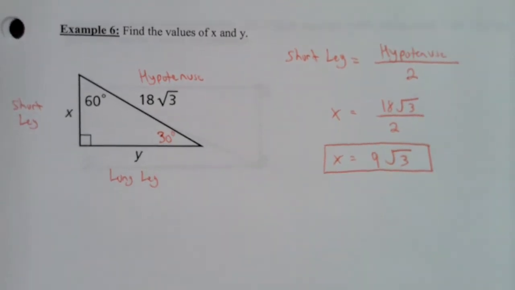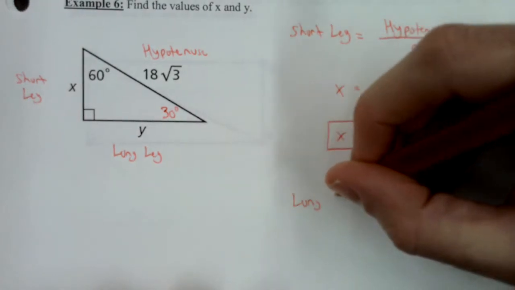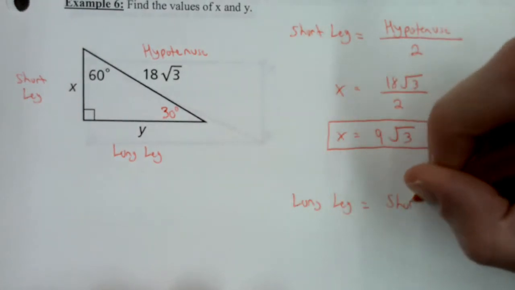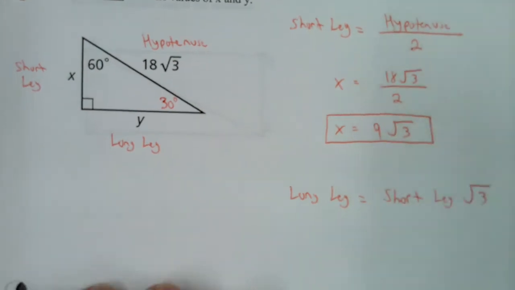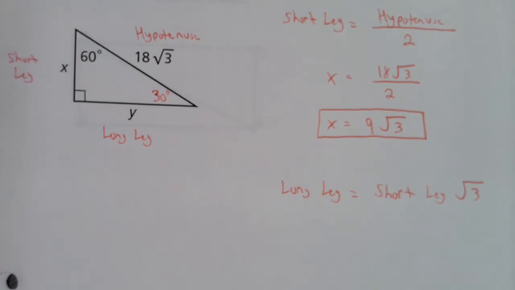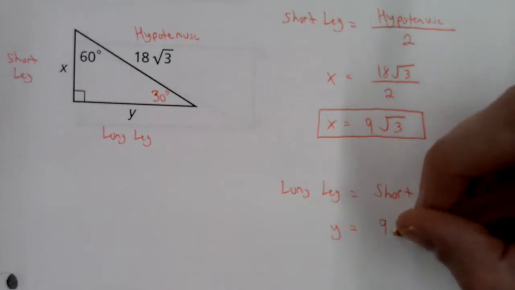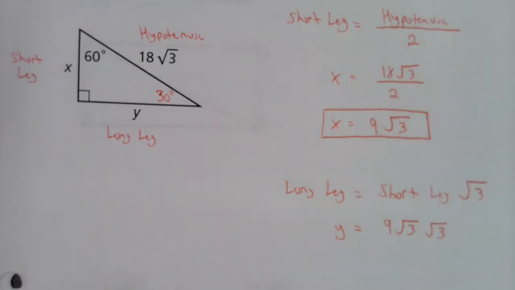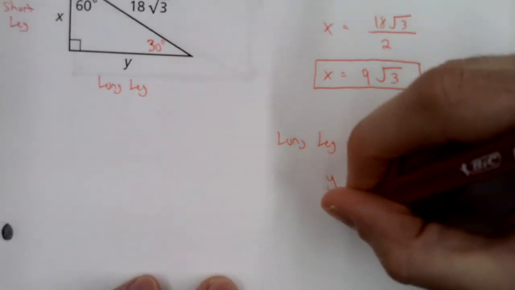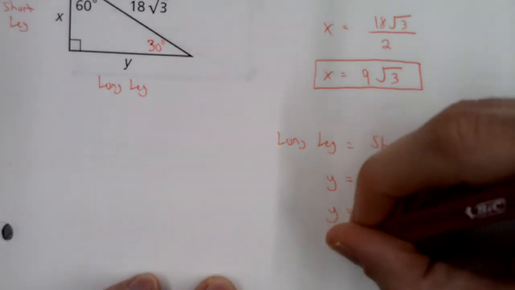And now let's solve for the long leg. Let's use one of the formulas from the page right before this. I'm going to use the formula long leg equals short leg times square root of 3. So Y equals the short leg, which we just established was 9 square root of 3, times the square root of 3. Square root of 3 times square root of 3 is 3. So Y equals 9 times 3, which is 27.